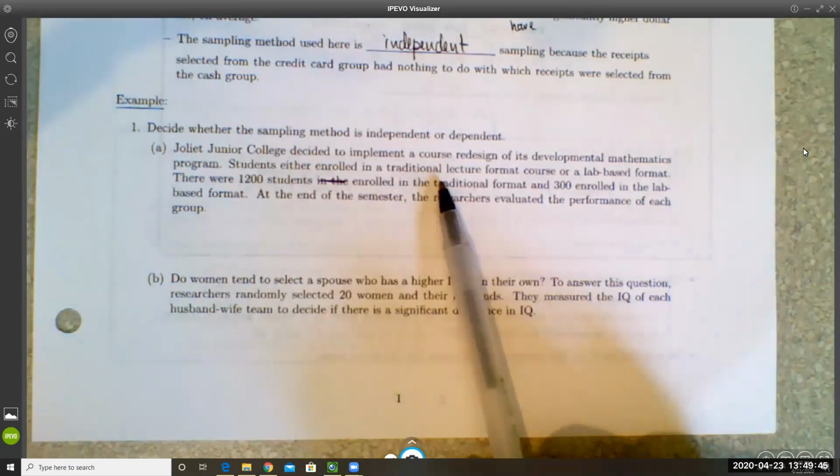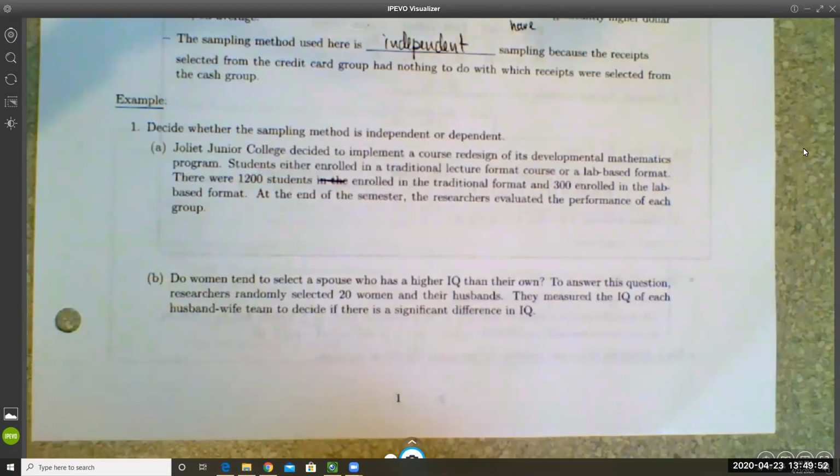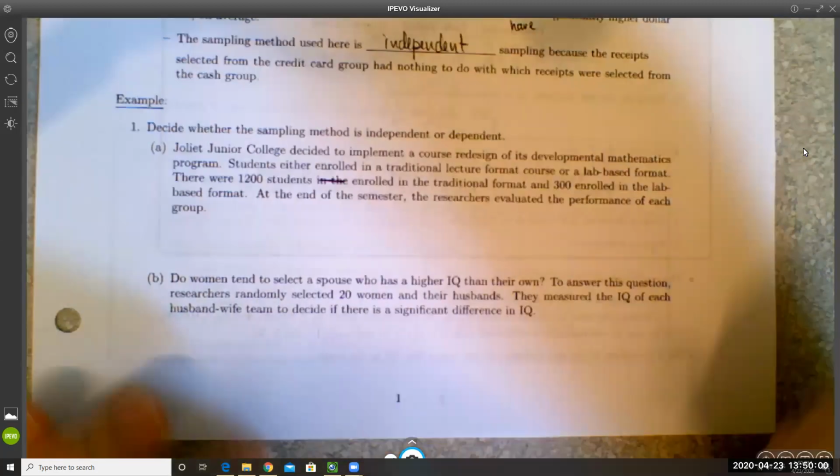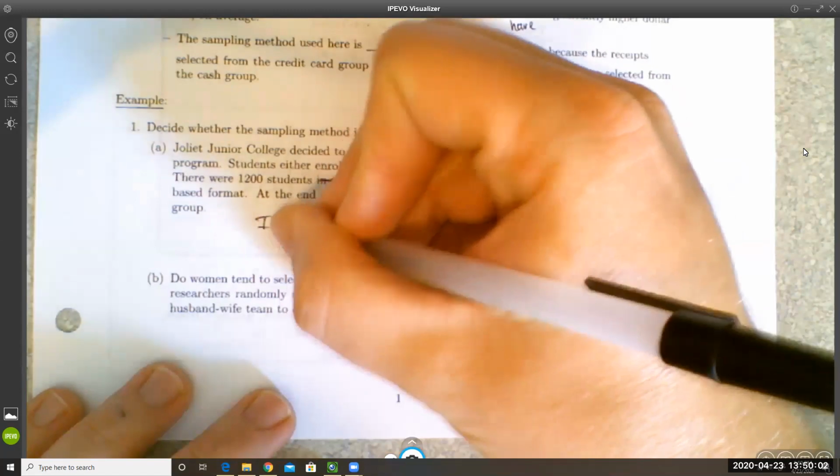But even more fundamentally than that, if you just read through the scenario, it's not like if a student enrolled in a traditional format that the college automatically chose another student and just automatically enrolled them in the lab-based format. That's not what happened. Each student independently chose whether they wanted to be in the traditional format or the lab-based format. So this is independent sampling for sure.